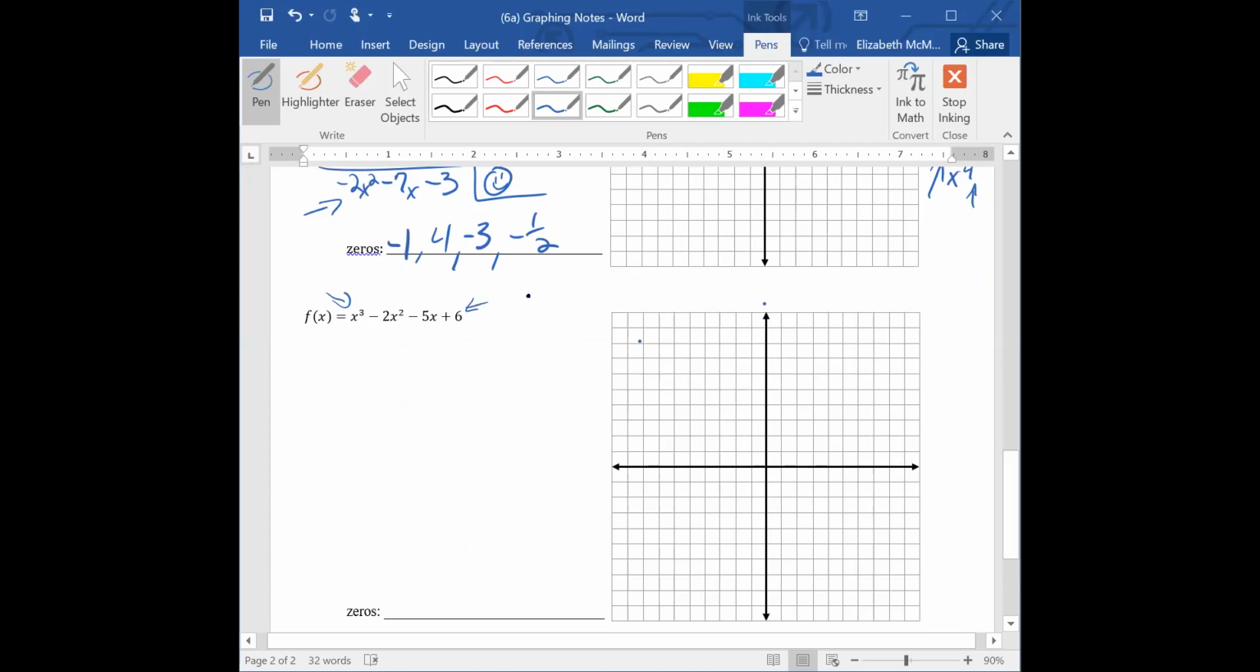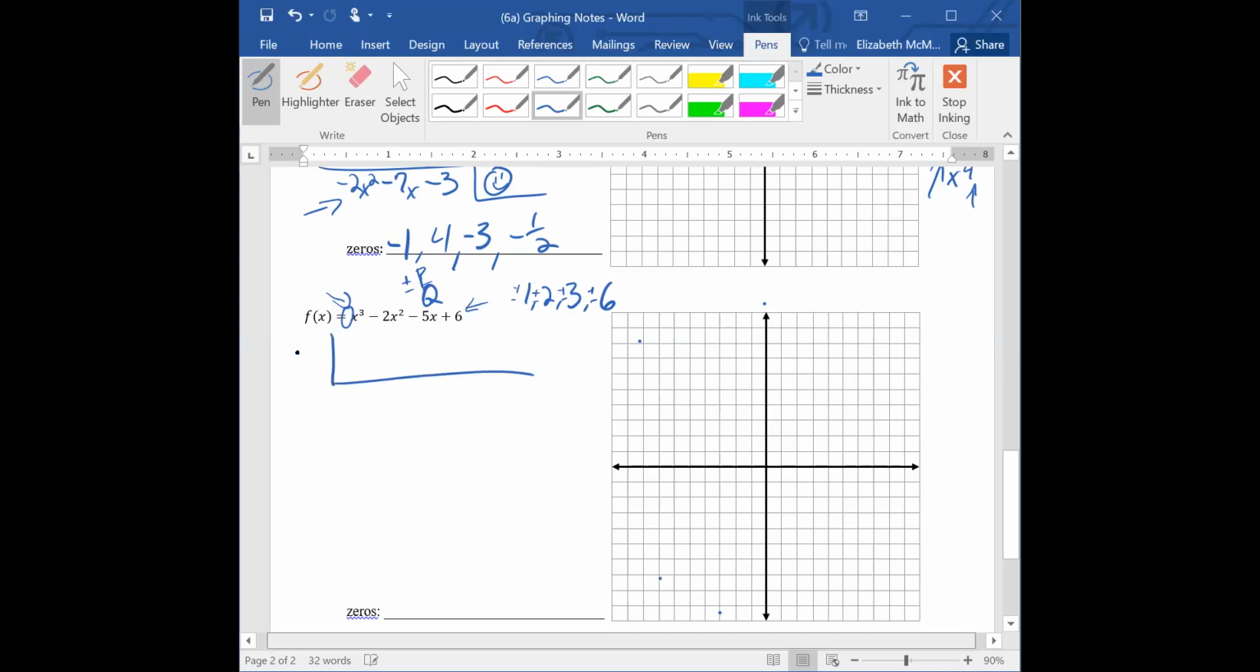So all the factors of 6 are 1, 2, 3, and 6. Our q here is 1, so we're plus or minus p over q. These are all divided by 1, so they're just going to be themselves. So it's going to be plus or minus 1, plus or minus 2, plus or minus 3, plus or minus 6. All right, and then let's just divide.